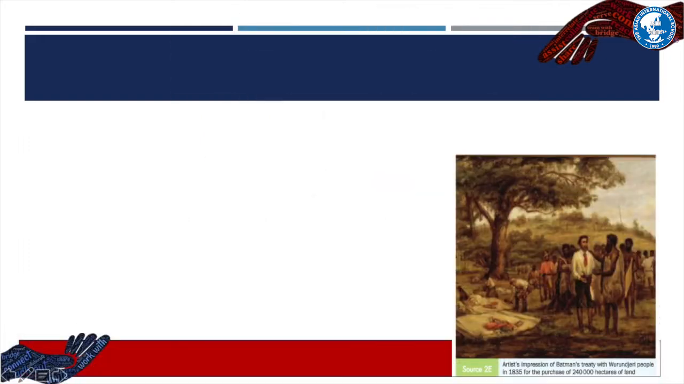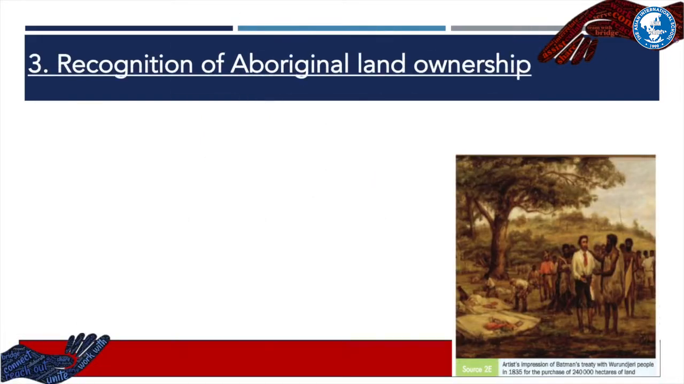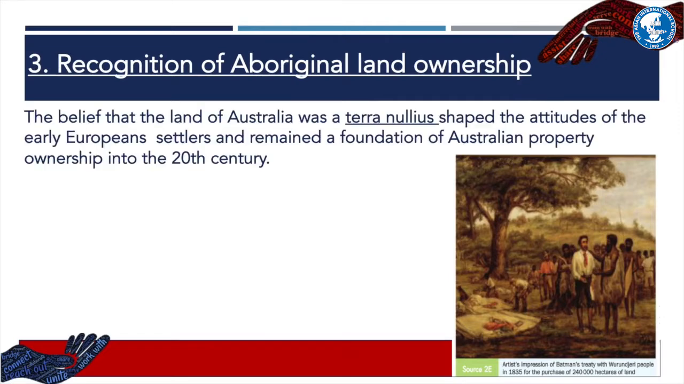Okay, third, recognition of Aboriginal land ownership. So they believed that the land of Australia was a terra nullius, or land belonging to no one, shaped the attitudes of the early European settlers and remained a foundation of Australian property ownership into the 20th century. What this attitude overlooked was that Indigenous Australians had a close or intimate relationship with the land, but John Batman was an exception. He recognized the Aboriginal land ownership.